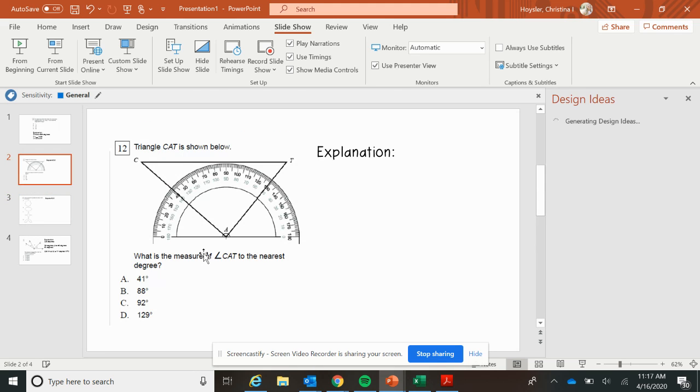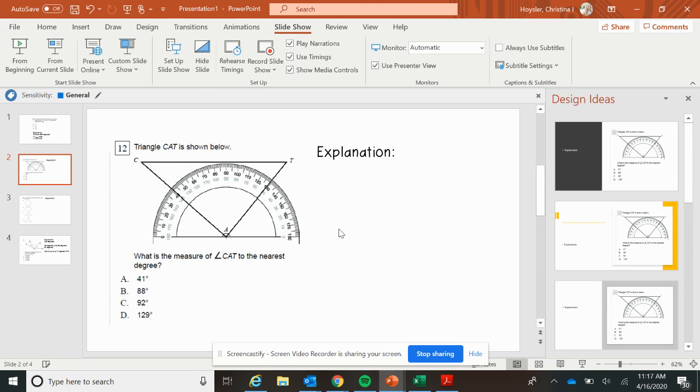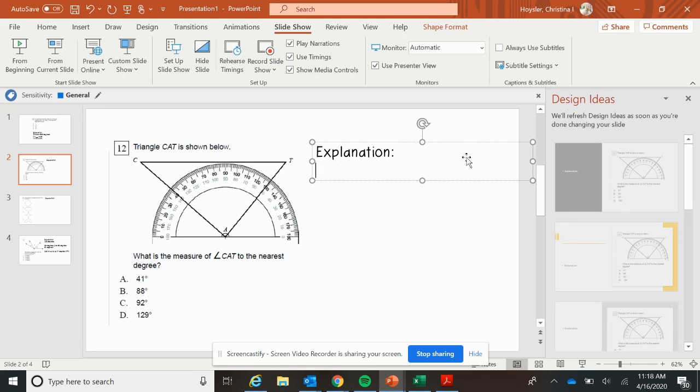All right, guys, I'm going to go over number 12 and 16 from the quiz yesterday. So the first one we're going to go over is number 12. It has us measuring angle CAT to the nearest degree. The reason I wanted to go over this one was because our angle, you may notice, is not perfectly on 0. So we're going to have to do a little bit of adding or subtracting.